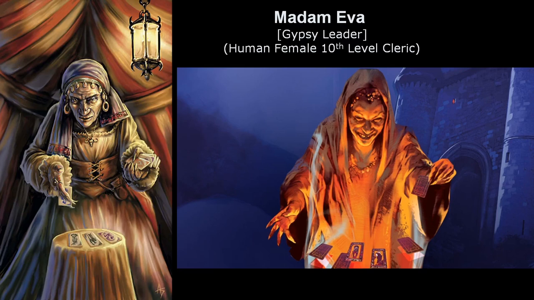She serves Strahd as long as it benefits her and her troop. Strahd has given her potions that cancel the deadly effects of the fog. These potions allow the gypsies to travel in and out of the lands of Barovia. This is quite a lopsided economic system, because this means only the gypsies are able to bring supplies into Barovia. Also, Madam Eva is a 10th level cleric.